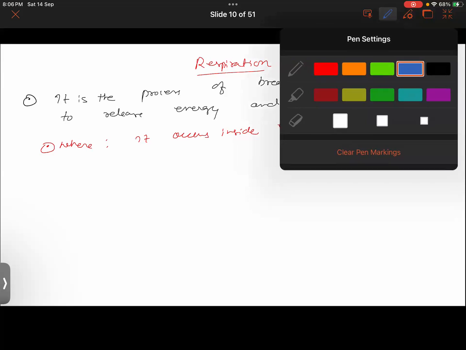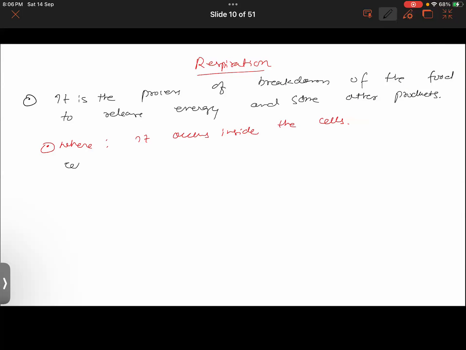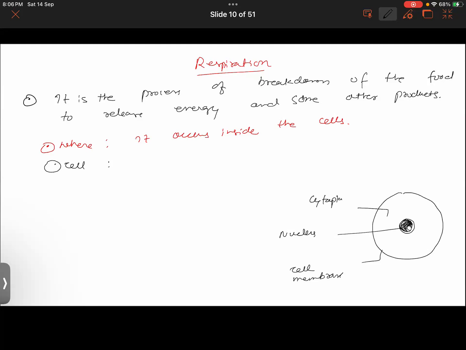Now another question is where exactly inside the cell? A cell has so many things in it. Like this is a cell. This is the nucleus of the cell, right? This is the nucleus. This is the cell membrane. This is the cytoplasm. So where exactly does it occur? There are so many tiny things that float inside the cell.